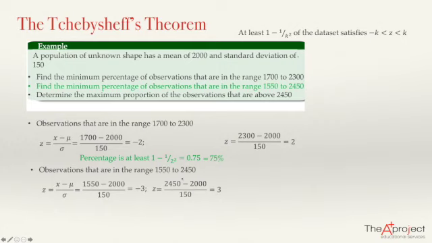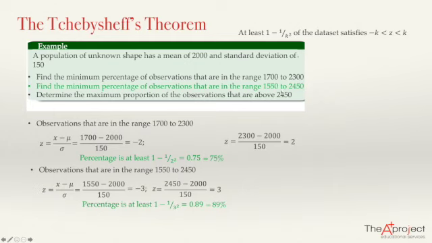So now I know that I can use the Tchebyscheff theorem, with z between -3 and 3, sorry. And obviously this number will be 1 minus 1 over 3 squared. So the percentage is at least 1 minus 1 over 3 squared, and this will be 0.89 or 89%. And that answers the second question. At least 89% of the observations are in this range.